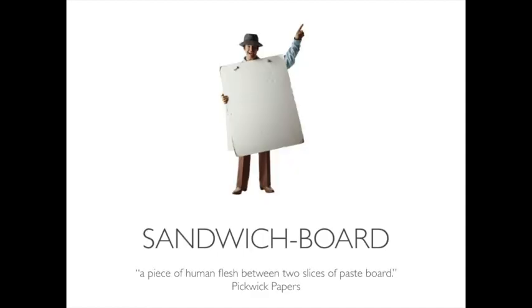Ever wonder where the sandwich board came from? Well, that came from Charles Dickens. The sandwich board compound word comes from the Pickwick Papers, where he's referring to someone. He's pointing out that person who's wearing the sign. He says, "A piece of human flesh between two slices of pasteboard," sandwich board.